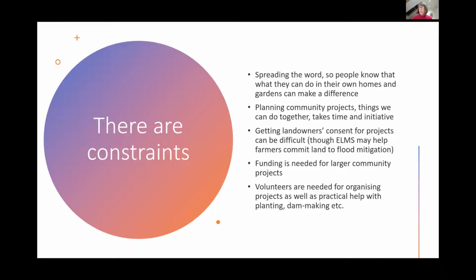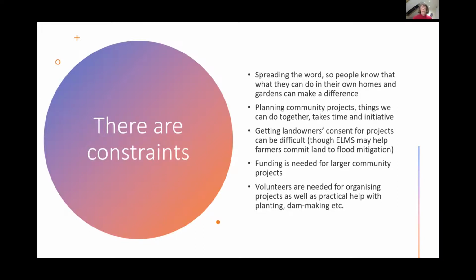When it comes to community projects, things that we can do together, it takes time and initiative and effort for those to happen. They don't just make themselves happen, and so we need people to get involved in making things happen. It can be hard to get landowners' consent for bigger projects, particularly upstream from the village. I'll come back to the ELMS, the environmental land management schemes, which may provide some answers to some of that. Larger community projects like building ponds and so on need funding.